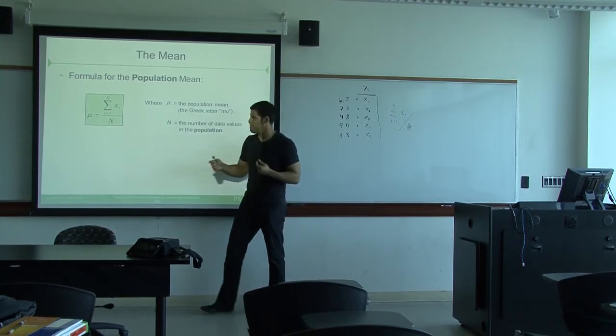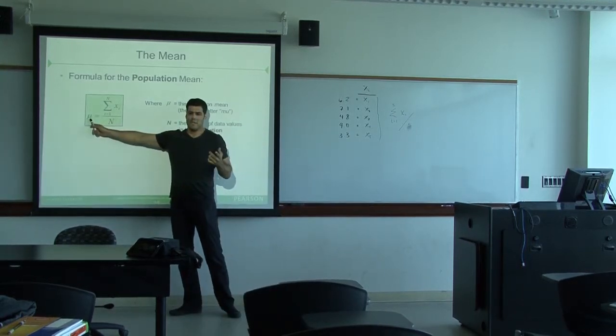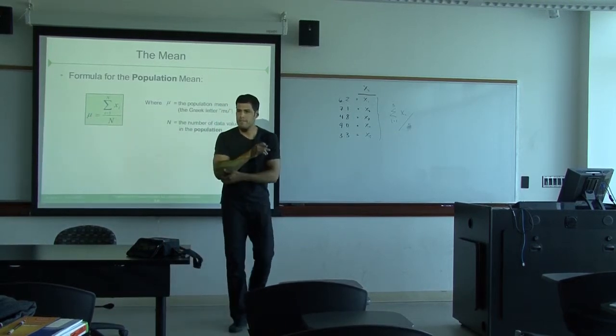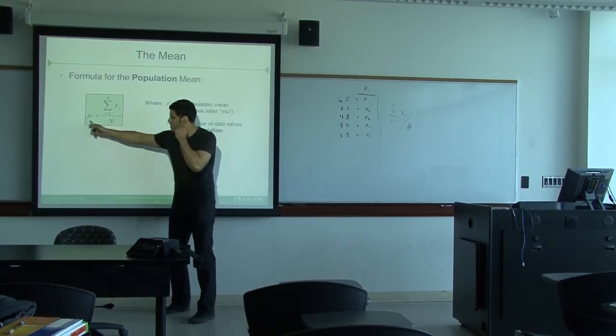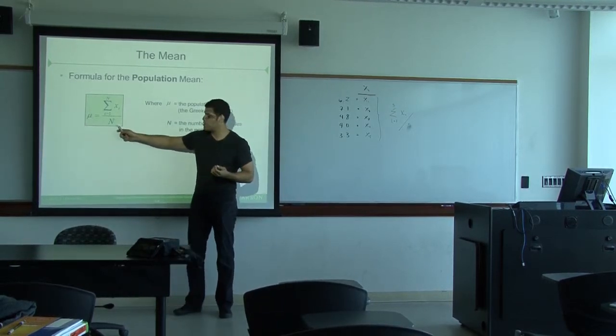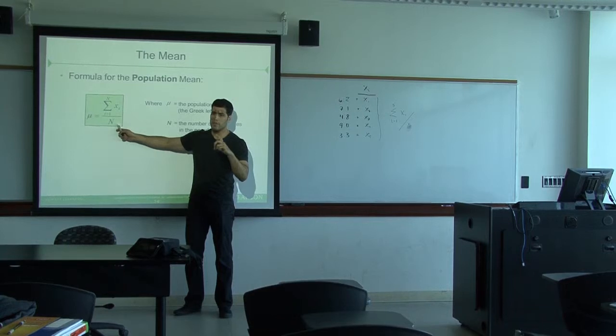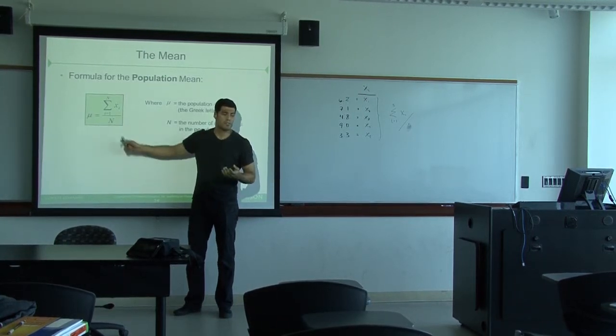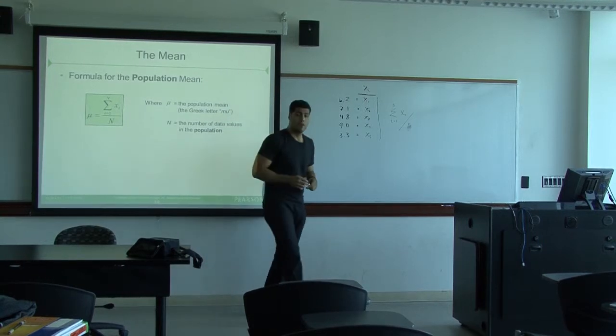So what is mu? That's mu, the Greek letter mu. So population notation is usually in the form of Greek letters. Okay? Mu is going to be your population mean, population average. And instead of using small n, you use uppercase N to denote what? The population size.